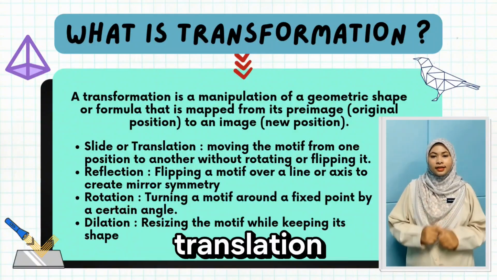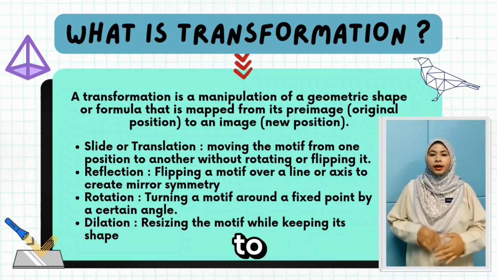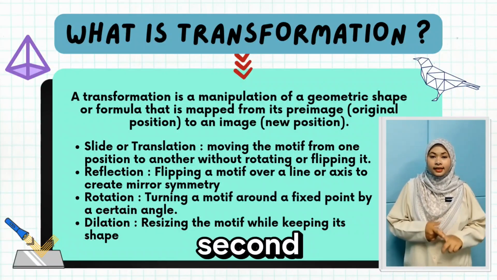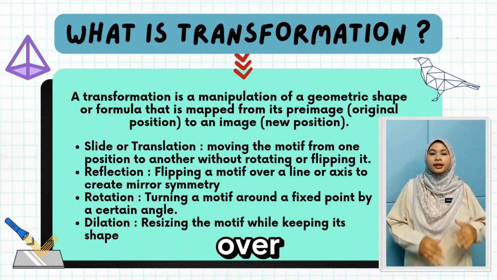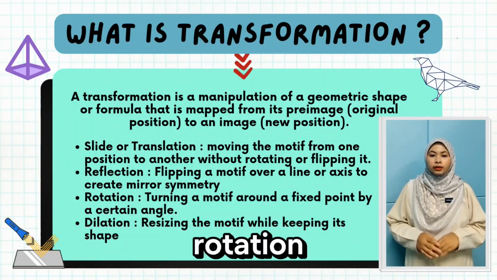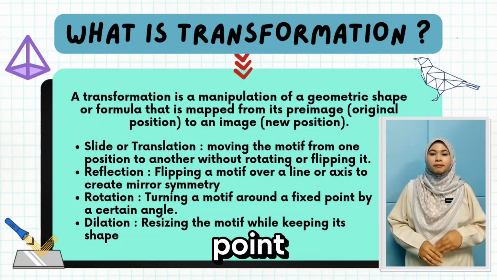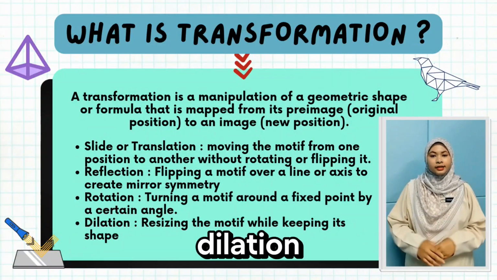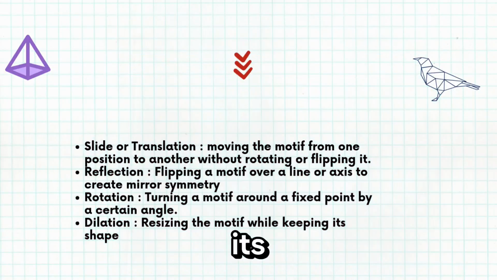First, translation is moving the motif from one position to another position without rotating or flipping it. Second, reflection is flipping the motif over a line to create a mirror image. Third, rotation is turning the motif around a fixed point by a certain angle. Fourth, dilation is resizing the motif while keeping its shape.